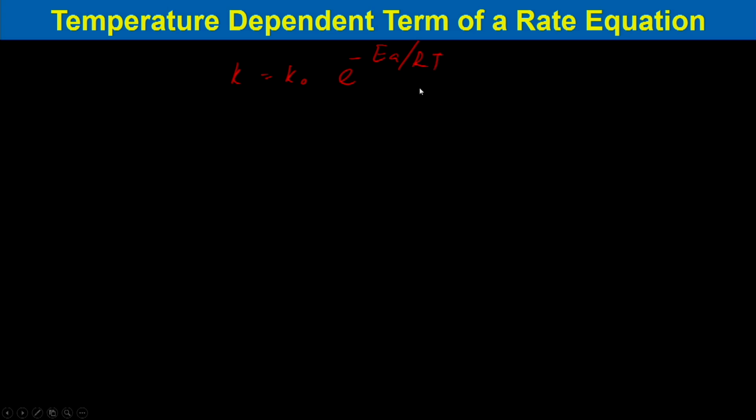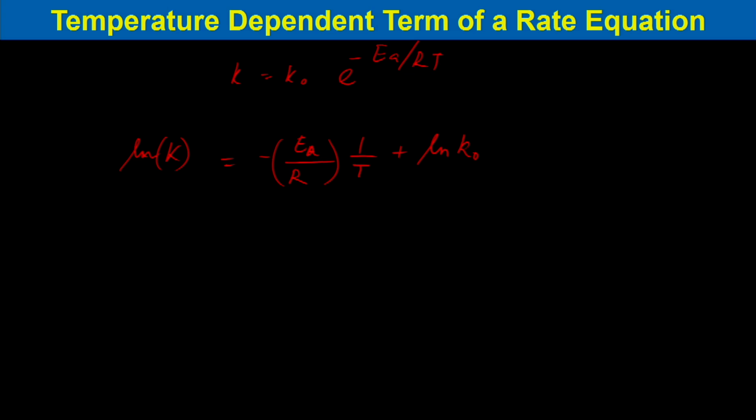If we take the logarithm of this, it will be ln k = -(Ea/R) × (1/T) + ln k0.